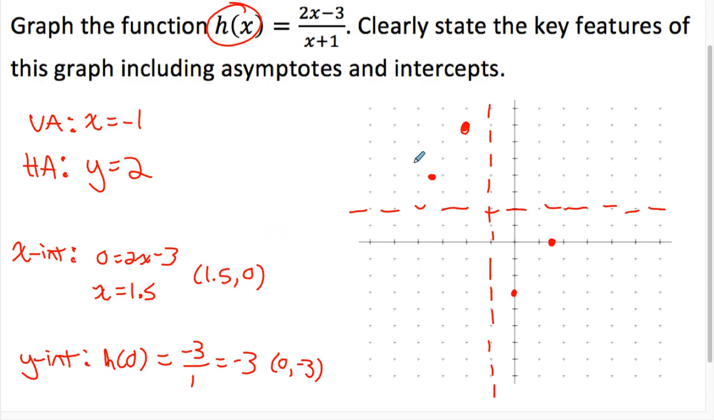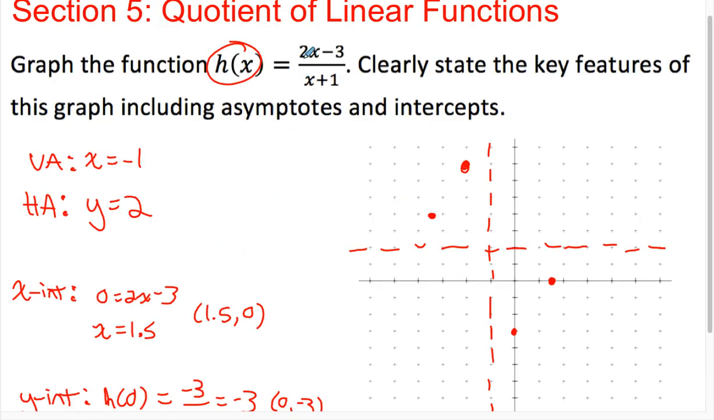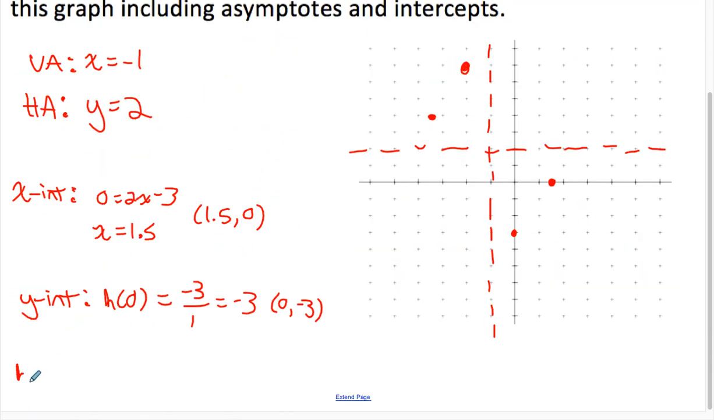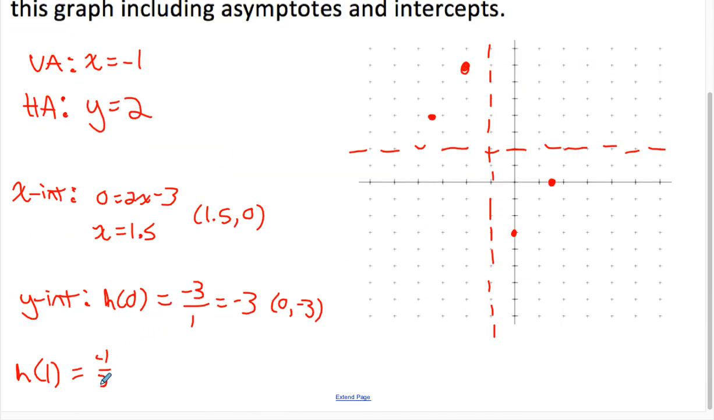Now let's just get one other point, just so we can see the curved shape of these branches of the hyperbola. So I'm just going to calculate one more point, maybe h at 1 or h at 2. I'm going to calculate h at 1 just to get one other point. h at 1 would be 2 minus 3, that's negative 1, over 2. So negative 1 over 2, so the point 1, negative 0.5 is on the graph. That's 2 right, 2.5 down from the intersection. So I go 2 left, 2.5 up.